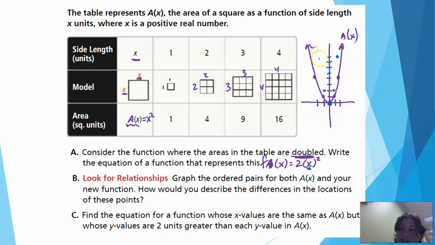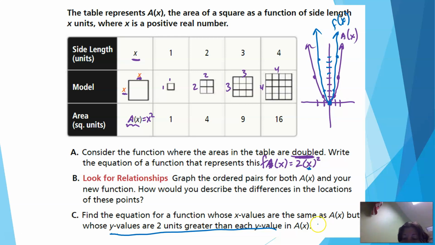And what we can see by doing this activity is that when we doubled the outputs, or the y values, we get a steeper graph, which is a vertical stretch, which you talked about last chapter, and we're going to review that today. Last but not least, it says find the equation of a function whose x values are the same as A of x, but whose y values are 2 units greater than each. Okay, so now we're back to talking about the y values changing. So if we call this g of x, which means I don't change the x at all, so I leave the x squared. And if I want to increase them by 2, that would mean I'd have to add 2 onto the end, not group with the x.